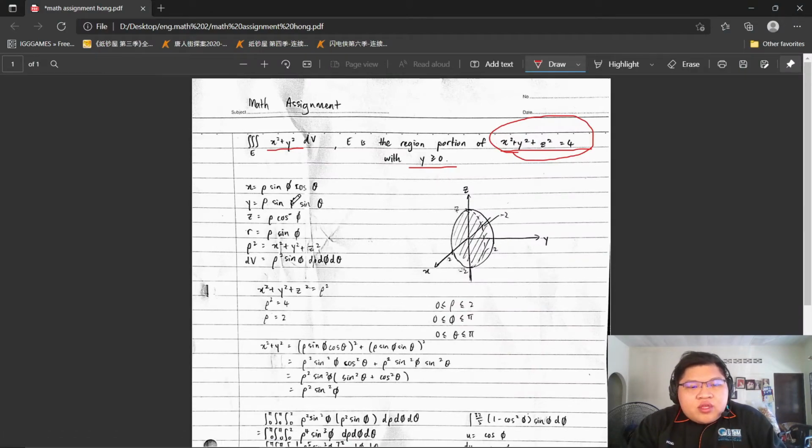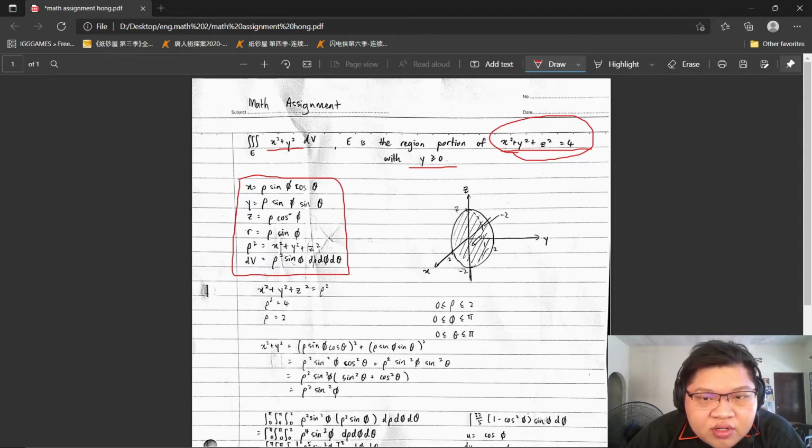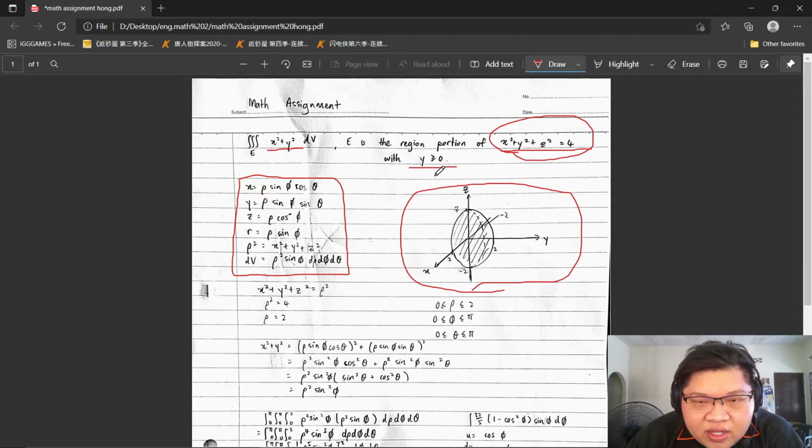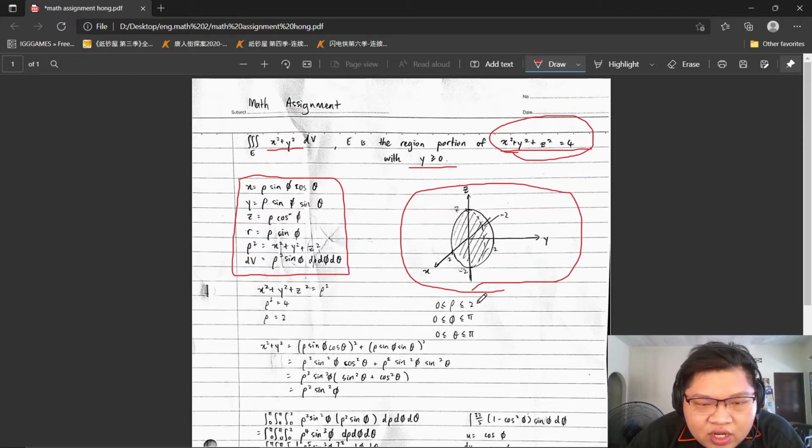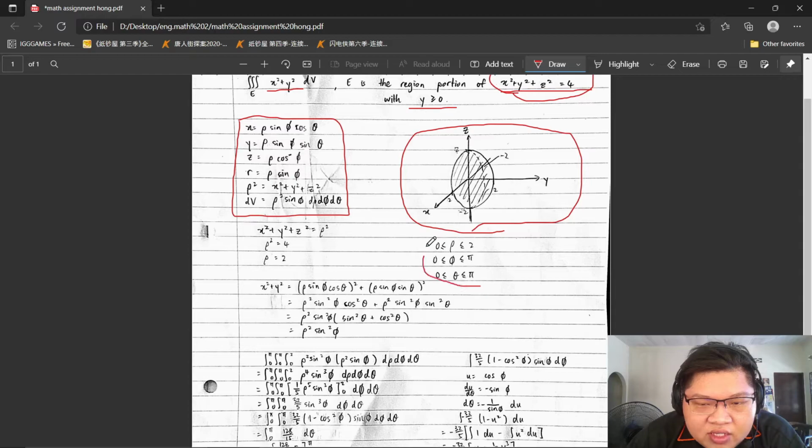This is a list of formulas that we use when we need to evaluate spherical coordinates triple integrals. Then we start to sketch the graph here. We know this is a sphere and y is bigger than 0, which means it is a half sphere towards the y-axis. Then after we get this, we can know the limits of rho, phi, and theta.